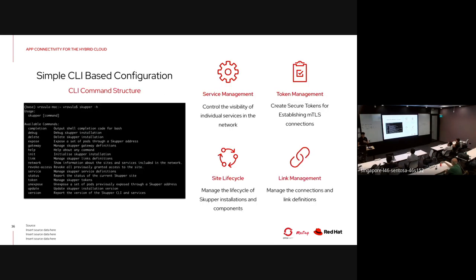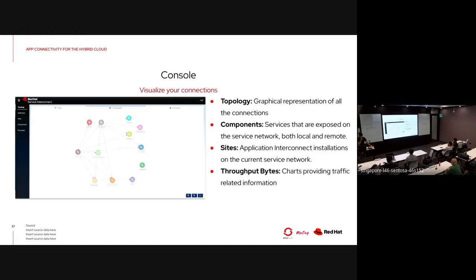You also have quite a few different commands here, so you can see the available commands. It gives you that service management, so it gives you visibility of the individual services in the network. It also creates the tokens, securely establishing the mutual TLS connection. You can manage the lifecycle of Skupper and also manage the links that you create. So this is how the Skupper Interconnect console looks like. Service Interconnect console is similar to Skupper. You have different menus, for example, topology, component side, and what we saw in the picture earlier, providing the traffic related information as well.